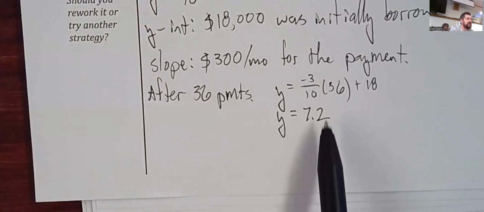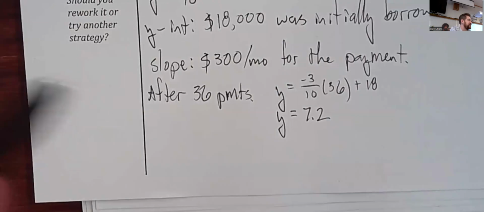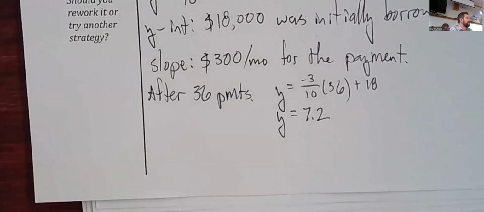Is that how we should answer this question? Y equals 7.2? Like if somebody asks you, or if you're telling somebody how much money you have left to spend, or how much money you have left to pay on your loan, and you tell them y equals 7.2, they're gonna look at you weird, right? What would you say then? How much money is still owed? What does 7.2 mean?